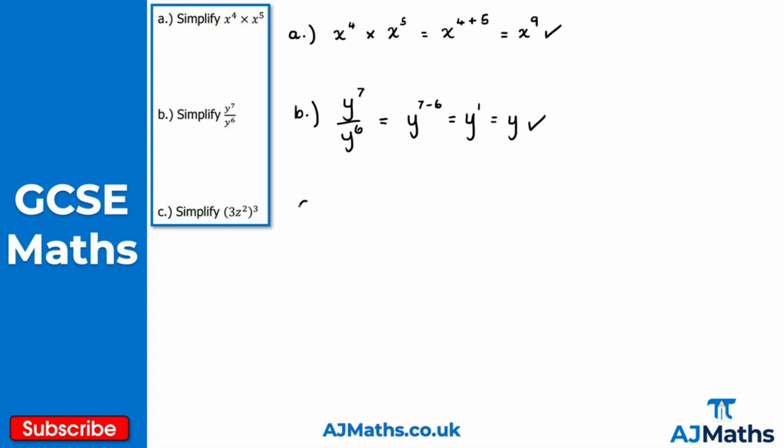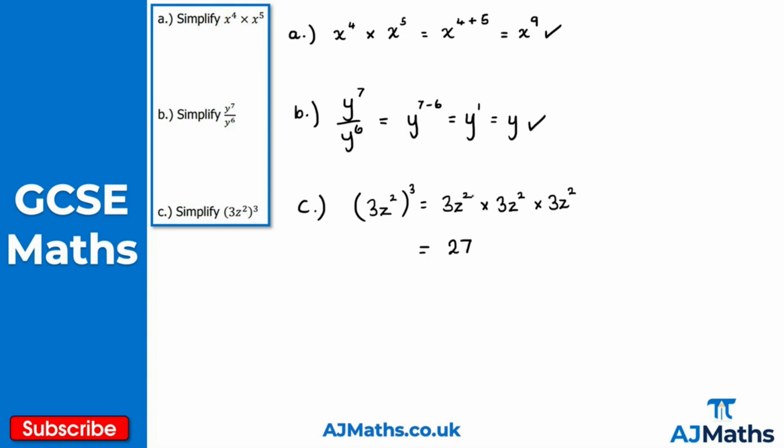And then finally for C, we're asked to simplify 3z squared all to the power of 3. Here what I've got is a power raised to another power. If you think about this in total, what I've actually got is 3z squared times 3z squared times 3z squared. To begin with, 3 times 3 times 3, in other words 3 cubed, gives us 27.